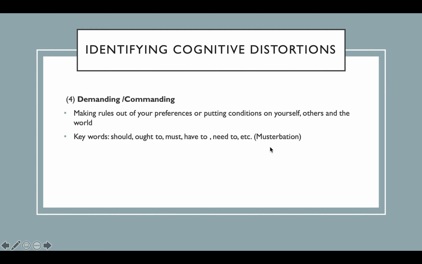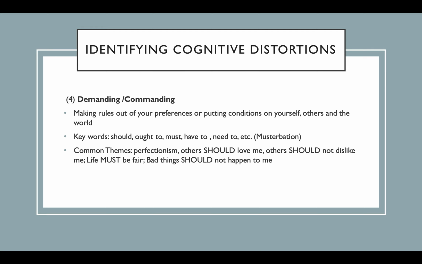Albert Ellis actually calls it masturbation. So people who use musts or shoulds a lot are basically putting conditions for things to be certain ways. Otherwise, you're a failure, or the world is a terrible place, or others are terrible. Common themes that you see with people who use demanding and commanding are people who are perfectionistic. These are other examples that I already told you about.